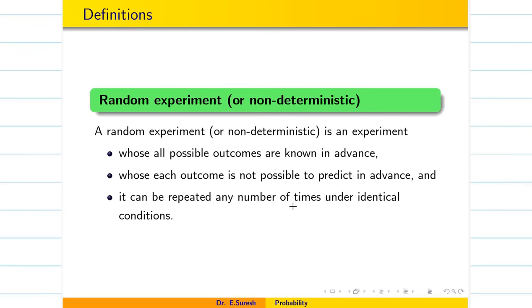It can be repeated any number of times. For example, you can throw the die 1000 times, you can toss the coin 10,000 times, it doesn't matter. You cannot predict the current value. So then it is known as a random experiment. Now you understand the difference between a deterministic experiment and a non-deterministic experiment. In a random experiment, you know all the possible outcomes, but you don't know what the current outcome is.